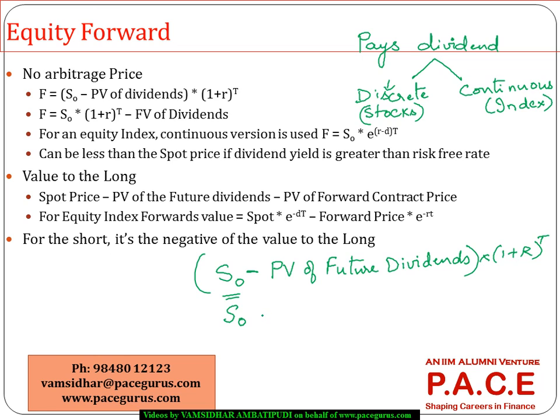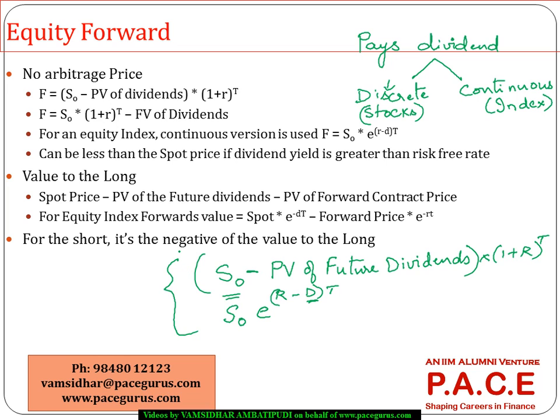If the dividends are continuous, take the current spot price and multiply it by e to the power (r minus d) times t. So whatever is the continuous dividend yield, take it into the exponent, e to the power (r minus d) times t. So this will give you the no arbitrage forward price in case of equity securities. Right? So this should be the contract price.